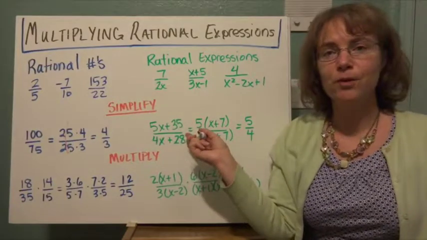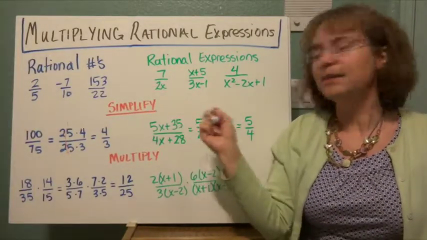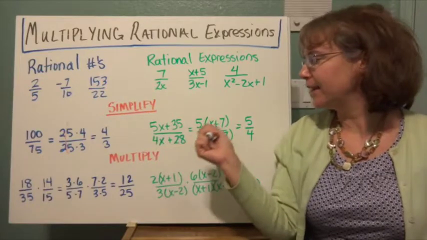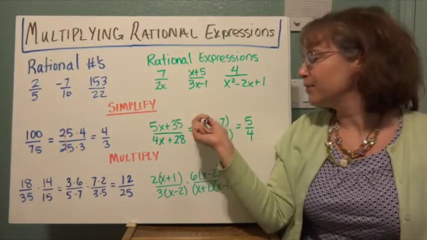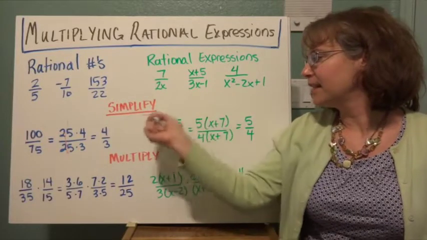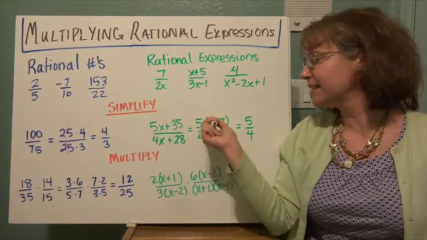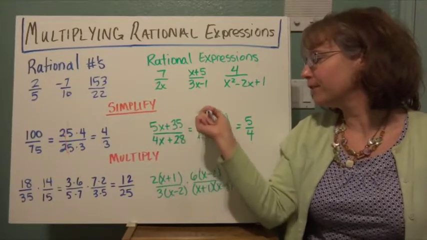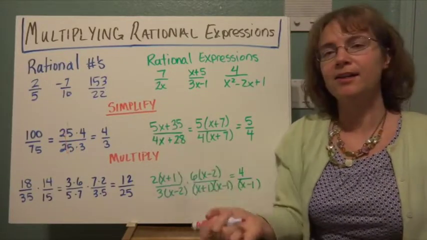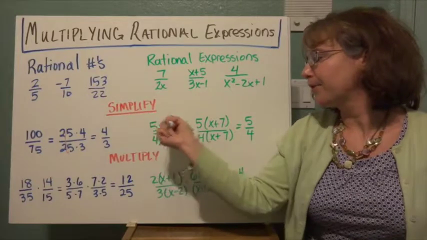The same is true with rational expressions. I can simplify them by factoring out the greatest common factor. In the numerator, that would be a 5. So it's just 5 times, taking a 5 out of that x is an x plus 7. 5 out of the 35. If I were to distribute, I would get right back to that original polynomial.